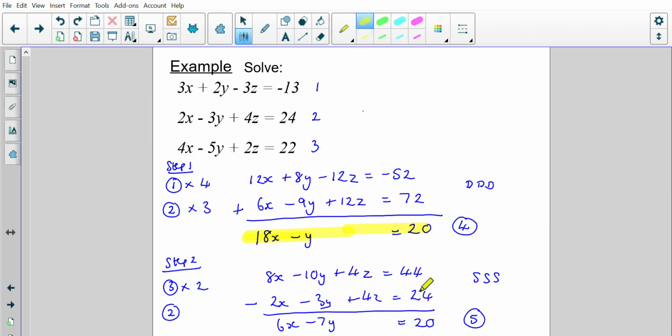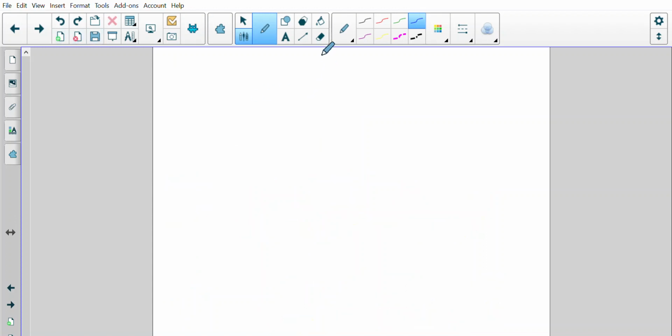There we go, 18x minus y equals 20, and 6x minus 7y also equals 20 for my equation 4 and my equation 5. So I'm going to have to turn the page now. So I'm going to turn the page over and I'm going to solve those equations to find x and y. So let's just remind ourselves of what we had.